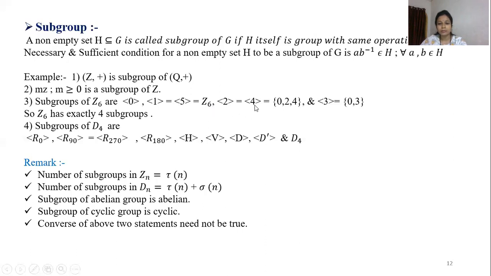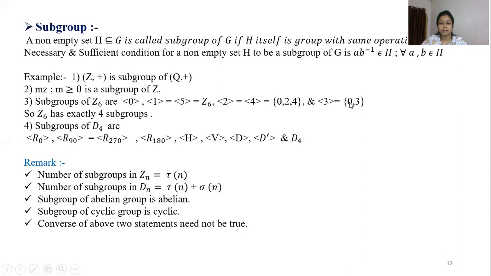Generated by 2, generated by 4, it contains the elements 0, 2, 4. Generated by 2: first element 2, 2 plus 2 is 4, 4 plus 2 is 6, which is nothing but 0. It is a subgroup of order 3. And also one more subgroup of order 2, that is generated by 3, that is 0, 3.